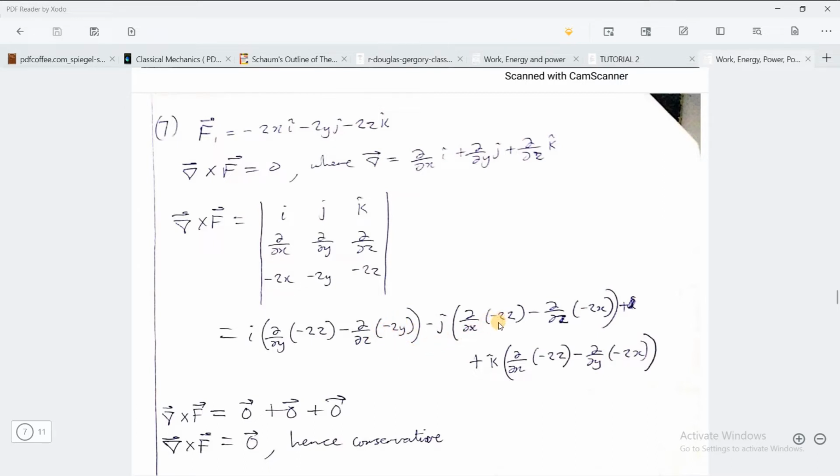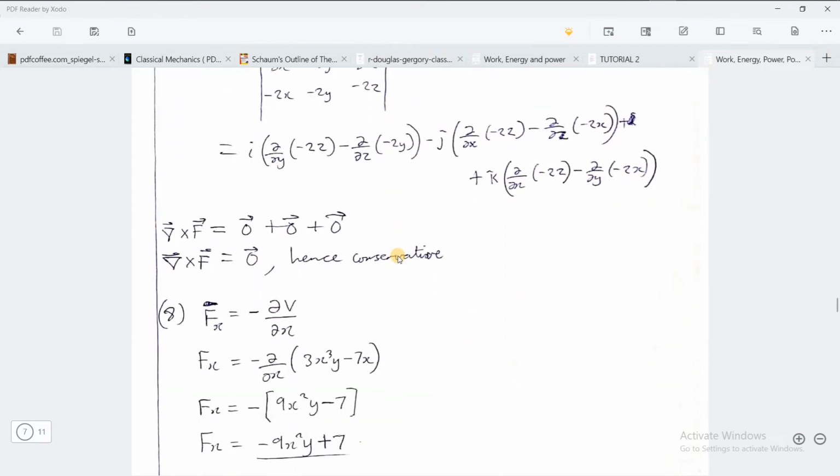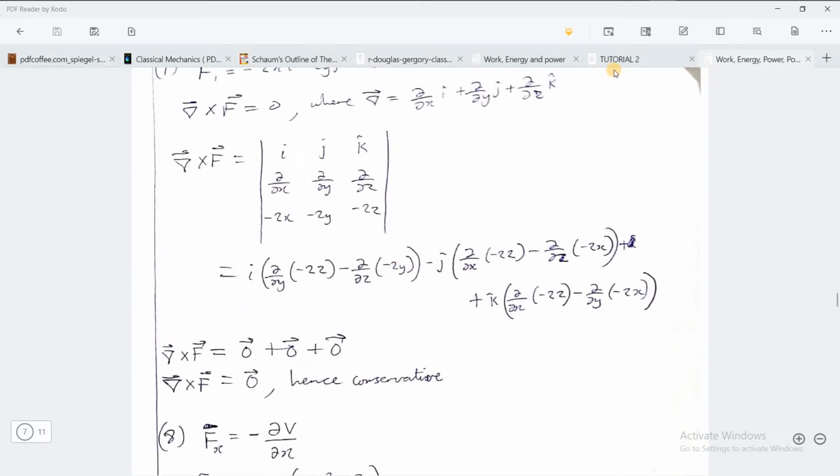Same applies here. When we differentiate this, it will become 0, because we are differentiating partial with x, and this one has a z, and this one minus partial over partial z. Here we're differentiating partial with z, but this function inside has an x. So we'll keep on getting zeros here. Here we'll have 0, here we'll have 0. So we get 0 plus 0 plus 0, which gives a 0 vector. So by proving this, we have shown that this force field is conservative. We've just shown that this force field is conservative.